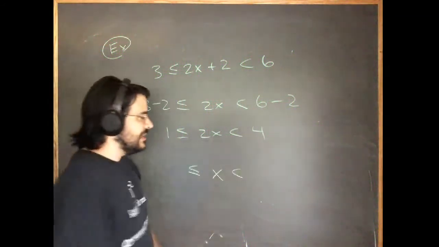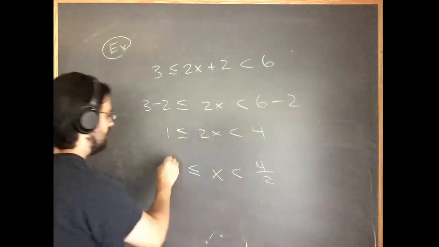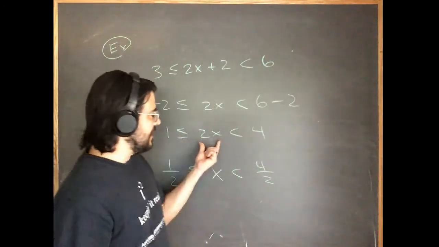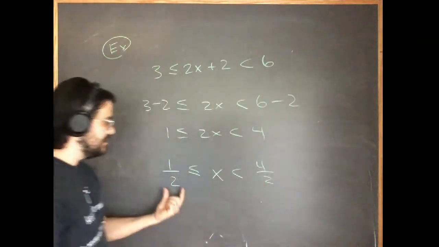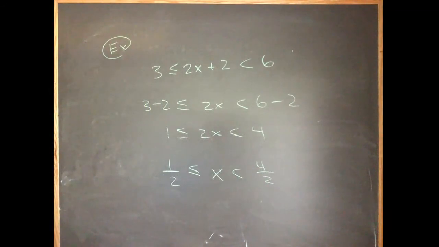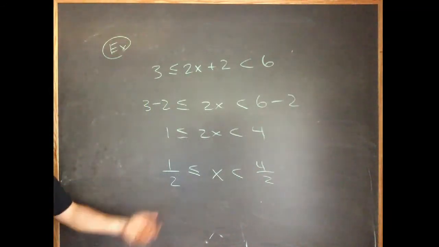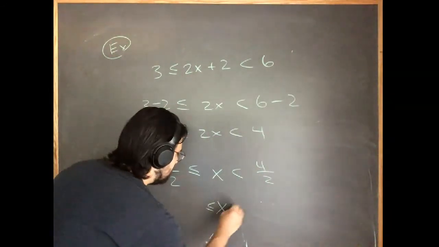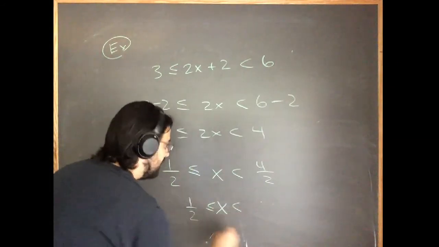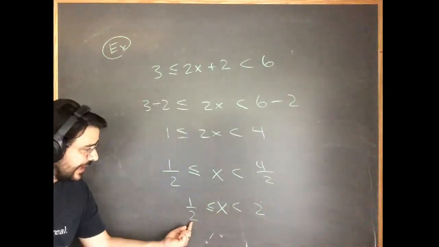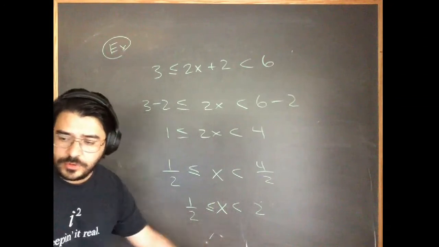And what we do on the right-hand side, we've got to do on the left-hand side as well. So we divided by 2 here, so we'll divide the right-hand side by 2 and the left-hand side by 2. Okay, so 4 divided by 2 is just 2, so this is really saying that x is in between 1/2 and 2, where we include 1/2, but we exclude 2.